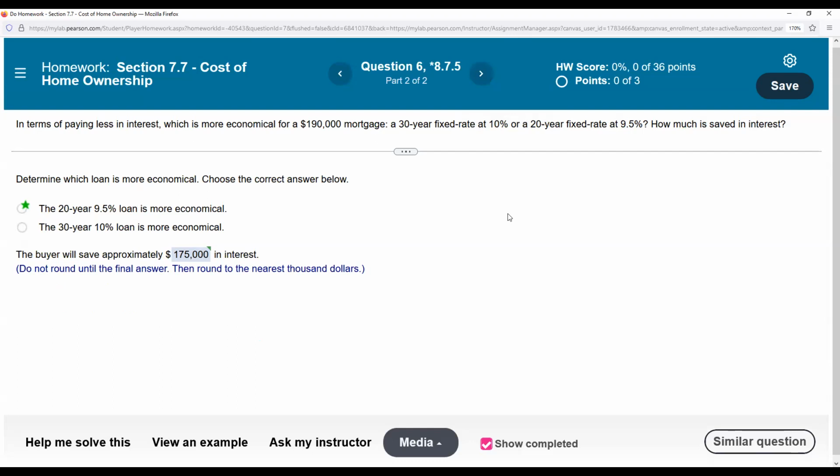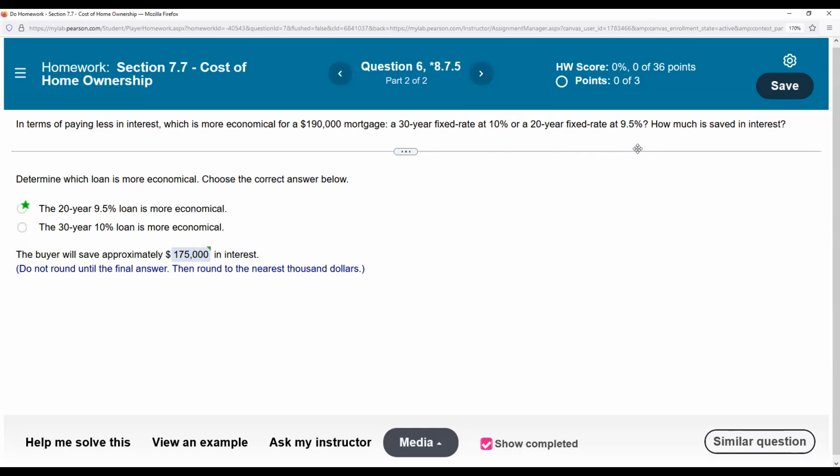On number 6, it's very similar. They're going to ask you in terms of paying less in interest. So basically, what is a better deal? Which is more economical? A $190,000 mortgage at a 30-year fixed 10% or 20-year fixed 9.5%. How much is saved in interest?